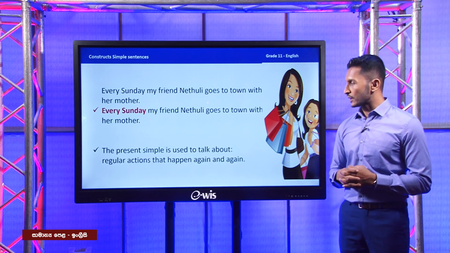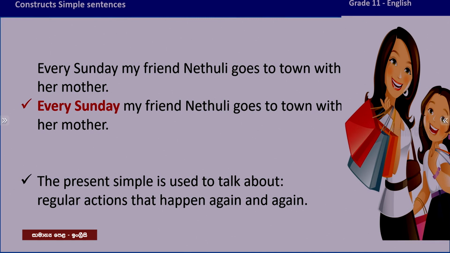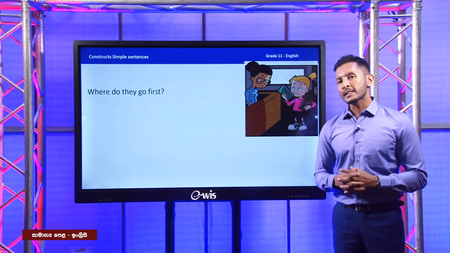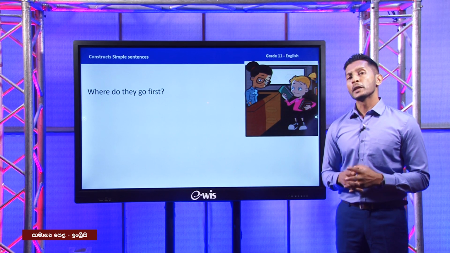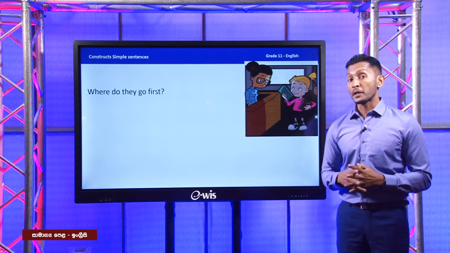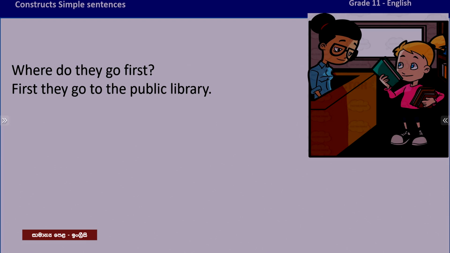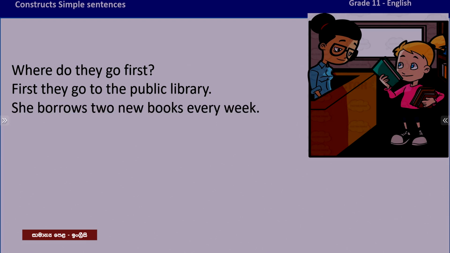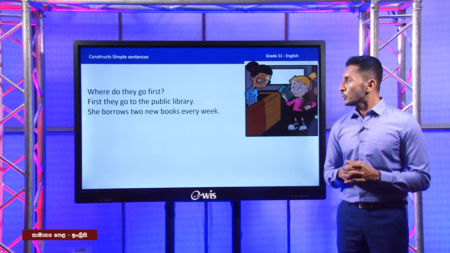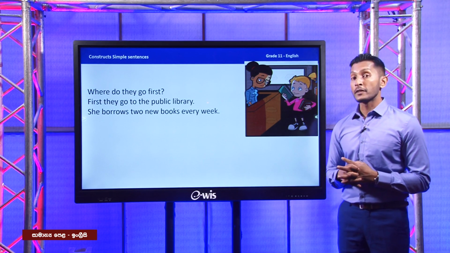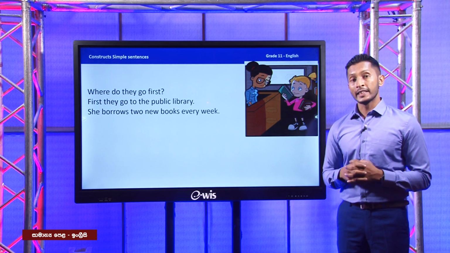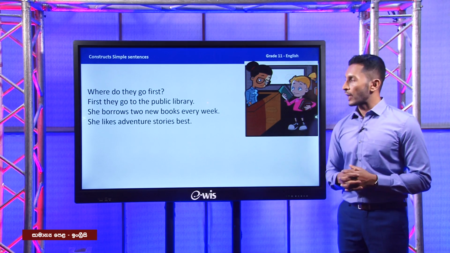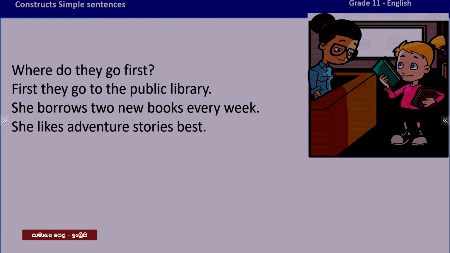Yes, we use simple present to talk about regular actions that happen again and again. I have taken some other sentences from Nethuli's description. Where do they go first? So when they go to town, they go to the public library first. And she borrows 2 new books every week. Whenever she goes to the library, she borrows 2 new books every week. So we have the time phrase every week there. That hints that this action happens regularly, again and again. You also have, she likes adventure stories best.